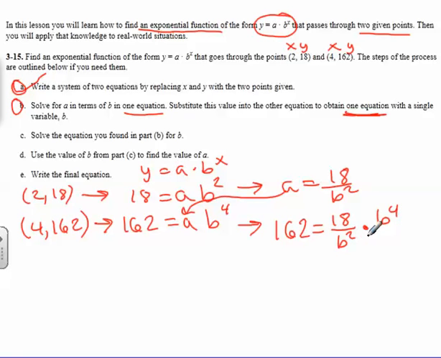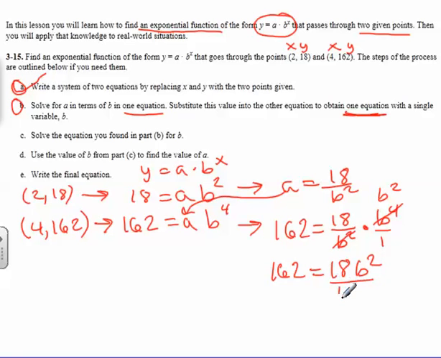Now, this is a fraction, this one's not. I can make them look in the same format if I put this over 1. It makes it a little bit easier. So I've got 18 times b to the fourth and b squared on the bottom. Remember, multiply straight across, the top and the bottom. So if I simplify this, b squared cancels with the b to the fourth and leaves b squared. So this simplifies to 162 equals 18b squared. That's very handy. So now I just need to solve for b.